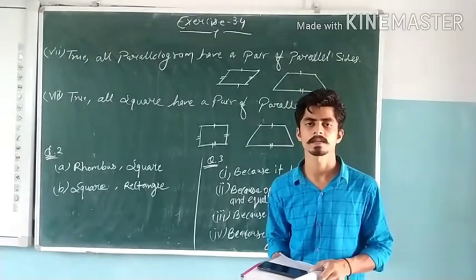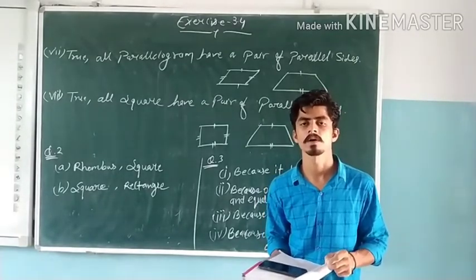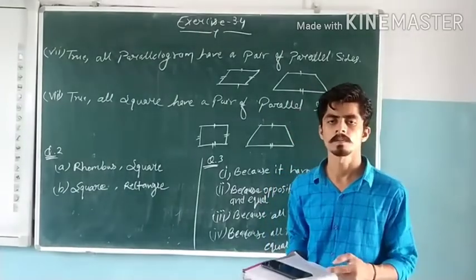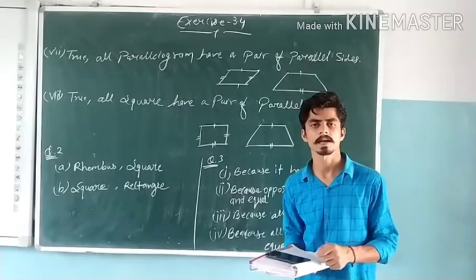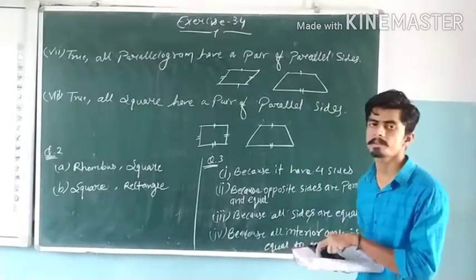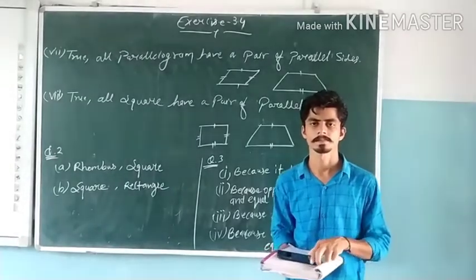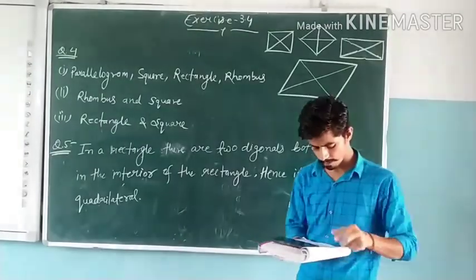And one more condition is there: a square has all opposite sides parallel, and a rectangle also has opposite sides parallel. That's why a square can be called a rectangle. So that's all for question number 3. Next question is question number 4.